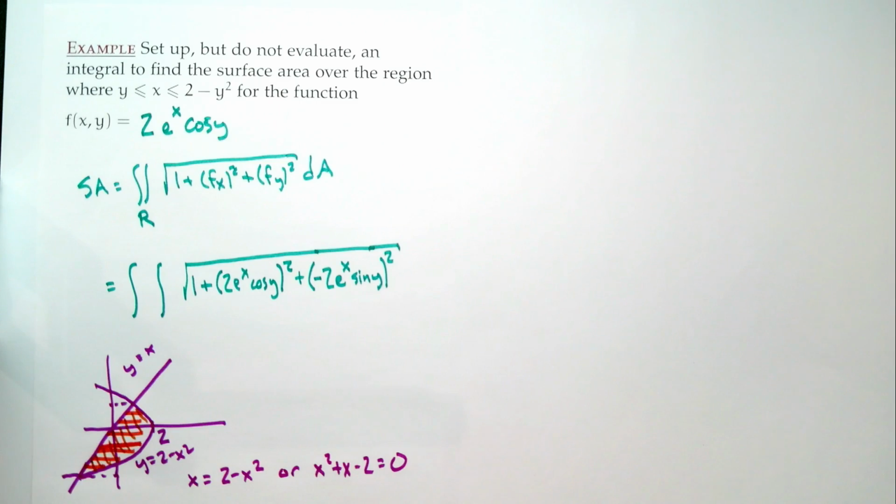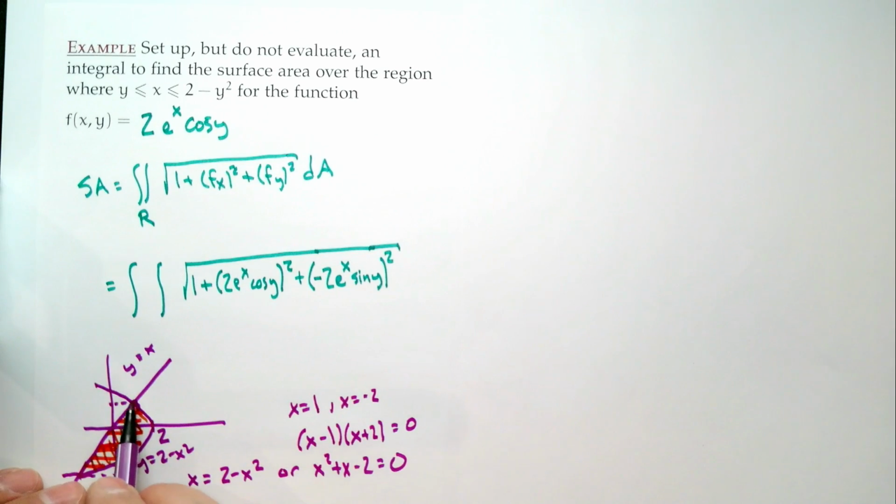And cross our fingers, does this factor? If it factors, how does it factor? x minus 1 and x plus 2. So where are my intersection points? They're at x equals 1 and at x equals negative 2. Okay, so the good news is we're also on the line y equals x, which means that this point is at 1 comma 1, and this point down here is at negative 2 comma negative 2.